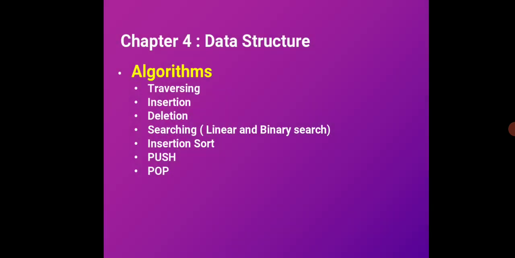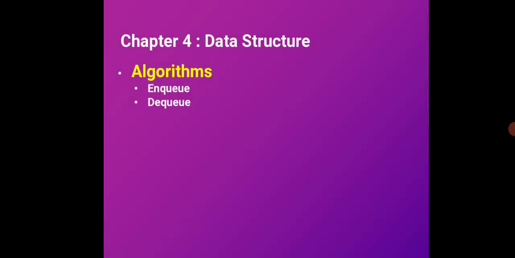Next is the very important algorithms. Okay, the algorithms are very important for data structure for 3 marks and 5 marks. Traversing, insertion, deletion, searching. In searching two types, linear and binary search. And insertion sort, push and pop, ENQ and DEQ algorithms. These are the algorithms.